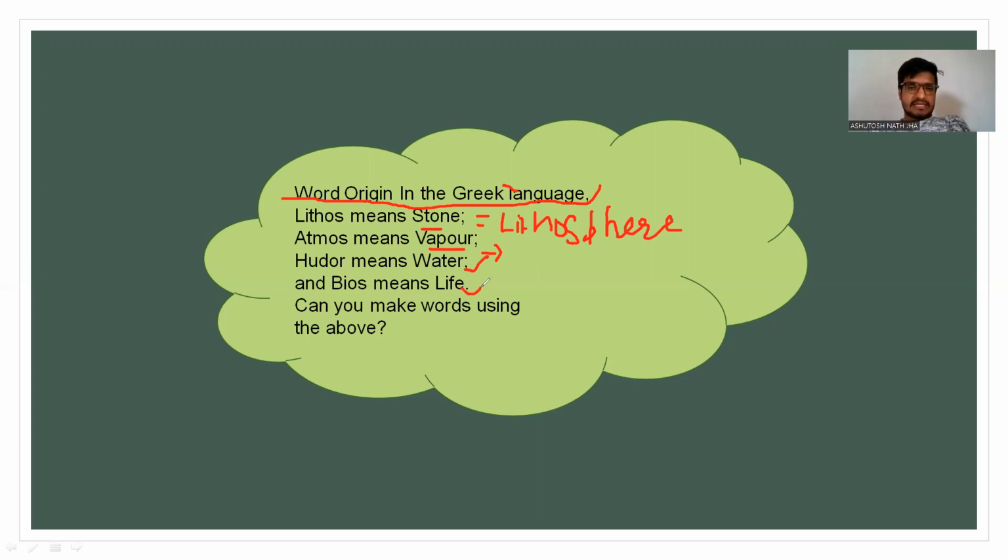Bio means life, known as biosphere. Can you make words using the above? Yes, very good. Litho means stone, so lithosphere; atmos means vapor, so atmosphere; hydro means water, so hydrosphere; and biosphere. So all these are domains of the Earth. Good observation, students. In the first module we discuss the domains of the Earth.